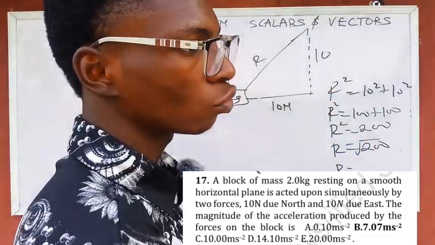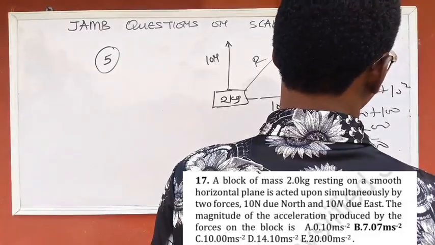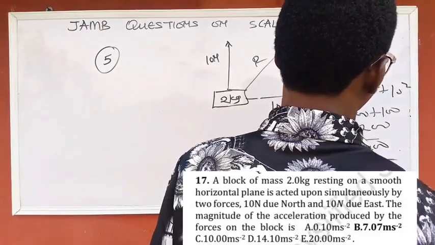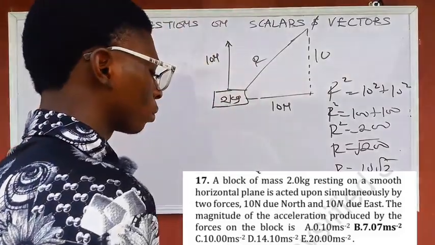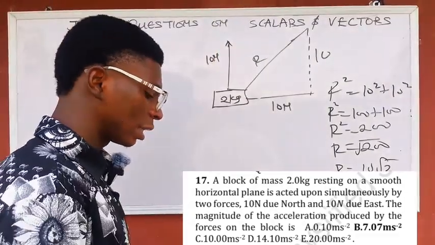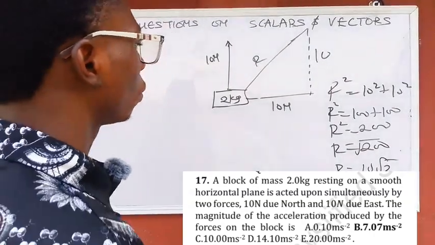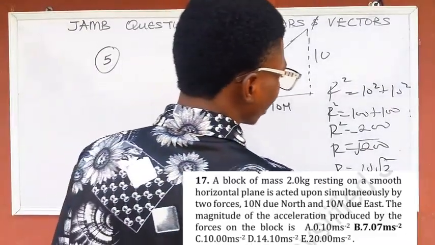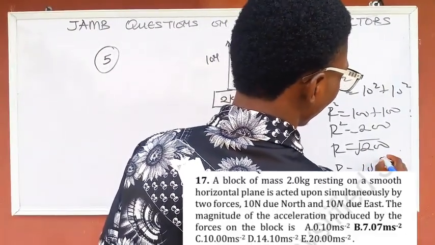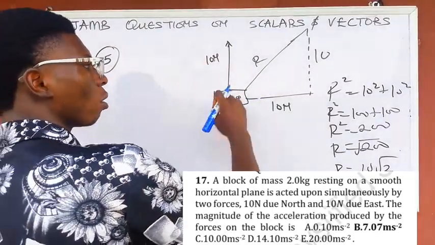What is the square root of 200? 10 root 2. So that would be what? The value of the resultant. Are you getting my hand now? So we are not getting the force. We have not gotten the force, how fast this thing will move. Are you getting me now?